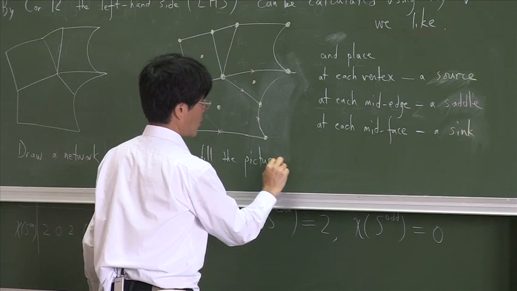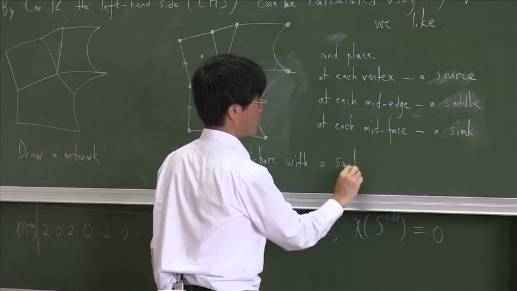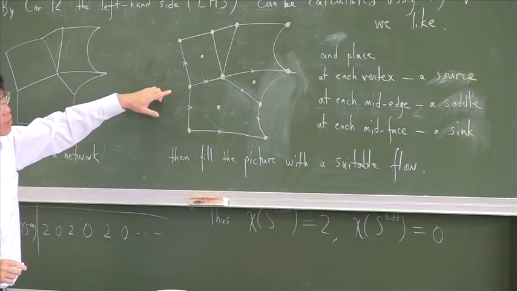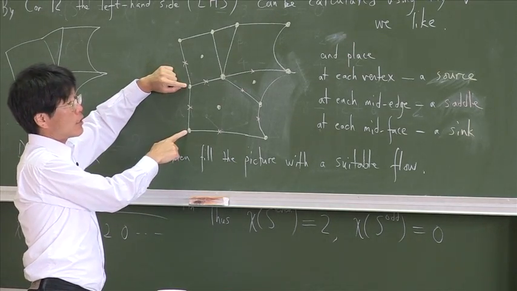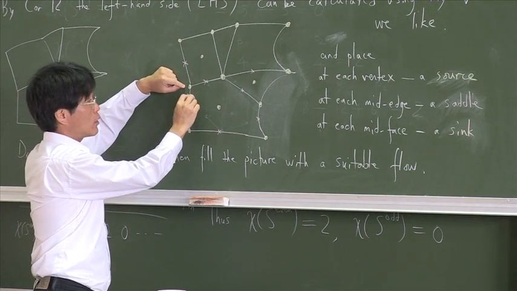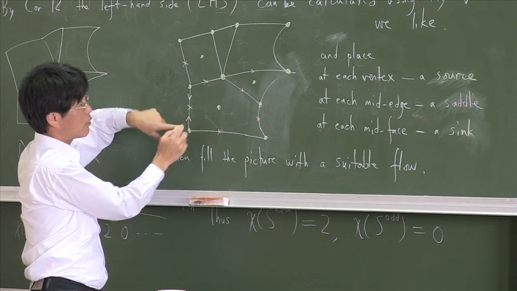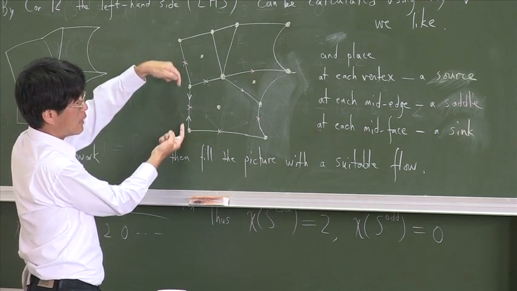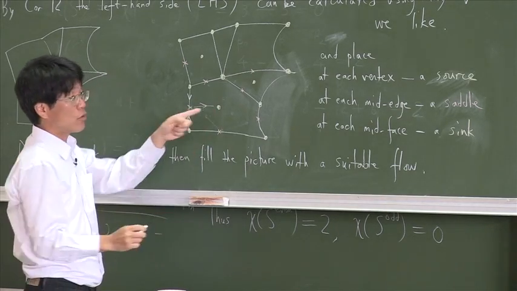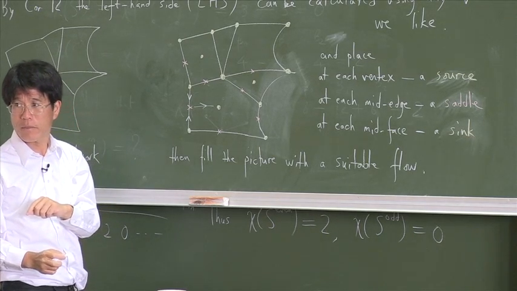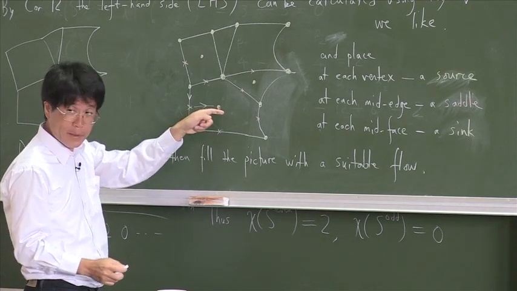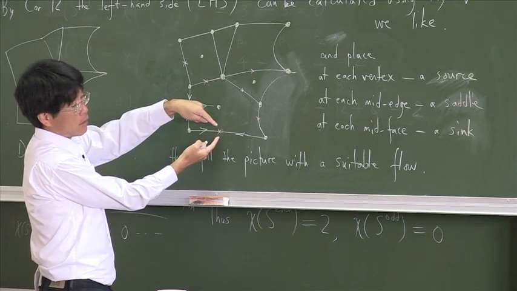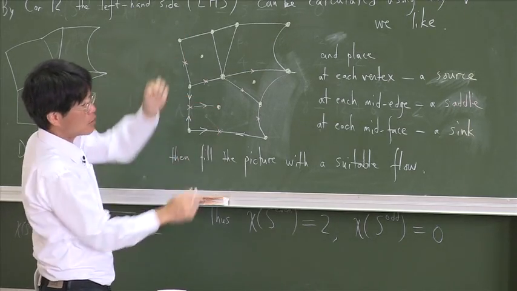Fill the picture with a suitable flow, the flow of the vector field. What do I mean? It's not too difficult to see what's going to happen. For example, let's look at this edge. There's a source, the water is coming out from here, and there's a source, water is coming out of here, so the water must be going this way. But that's a saddle, which means that if the water is coming in this direction, it must be going out in that other direction, so it must go out like this. You know what I'm doing? But that's lucky because this is a sink. Water should be going into this. Similarly here, water should be coming out of the sources, but in the middle, there's a saddle, so water goes out in this direction.